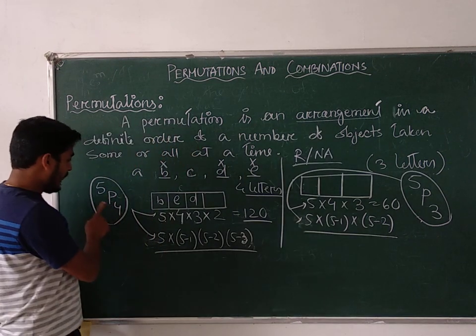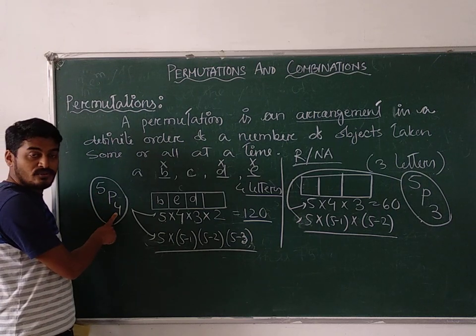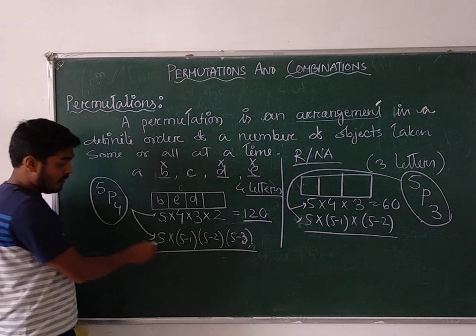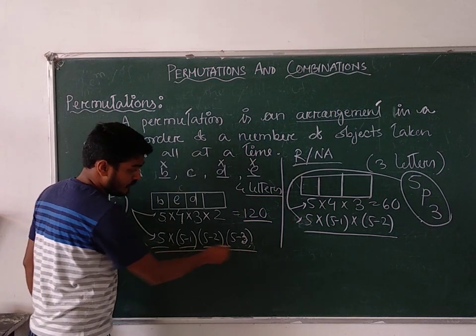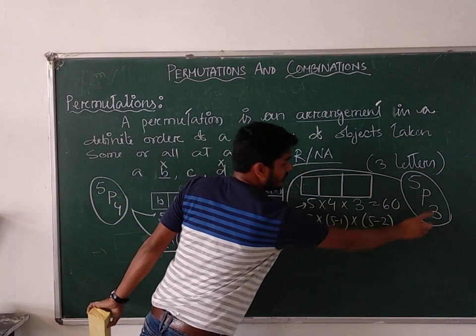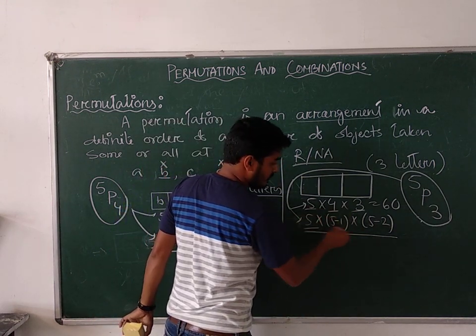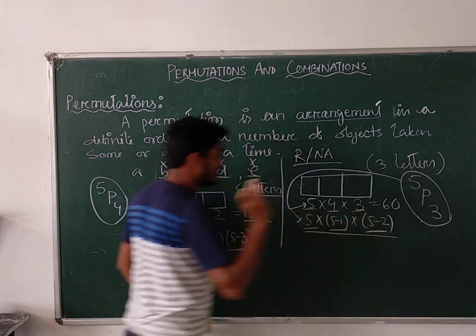Listen. Out of 5 objects, how many objects do you have to use? 4 objects. Out of 5, how many do you use? 4. How many terms will be there? 1, 2, 3, 4. Out of 5 objects, how many objects do you have to use? 3 objects. How many terms are there in the expression? 3. One, two, three. But listen.